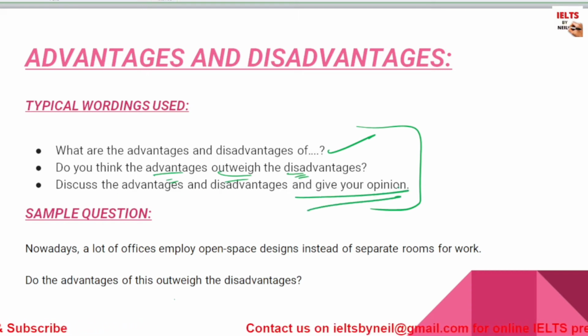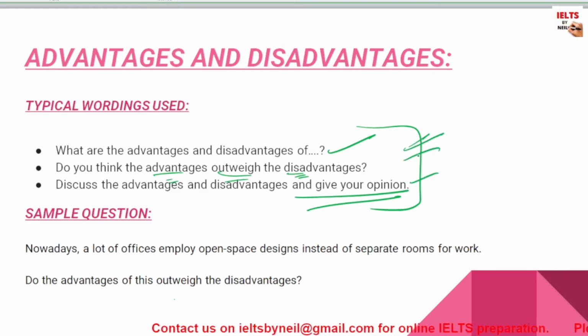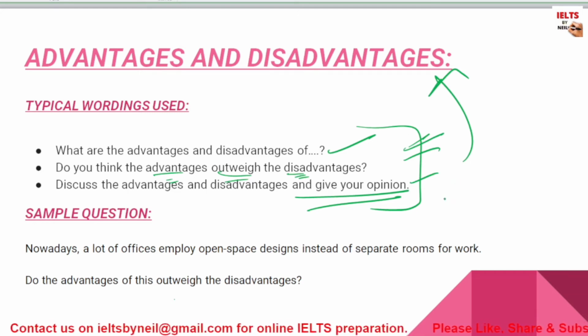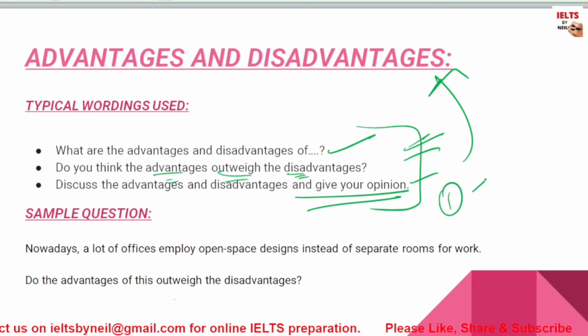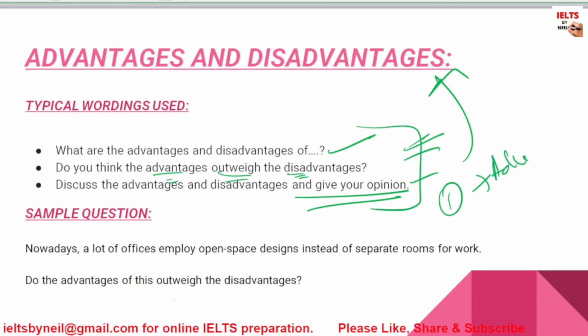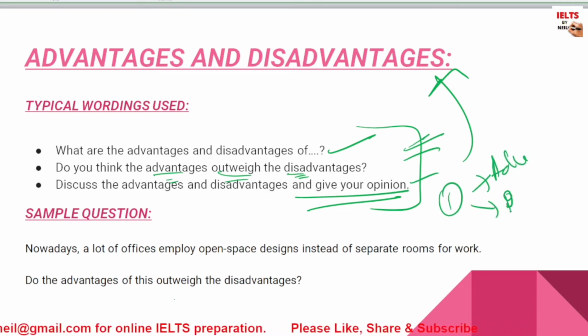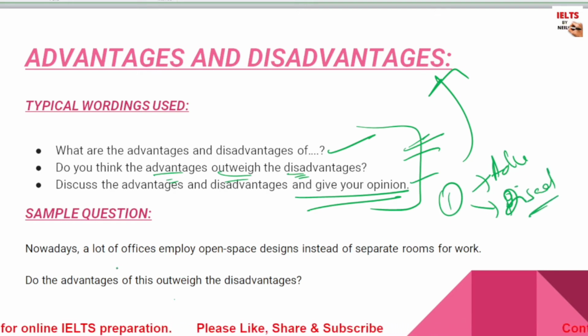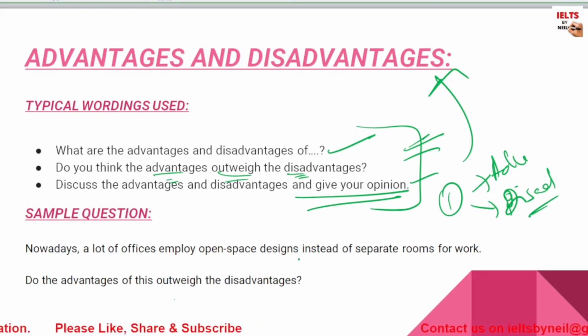So here they ask your opinion. So whenever you see these 3 statements at the end of the question, you know that this is an advantages and disadvantages essay. Okay, so what happens in advantages and disadvantages? Just one viewpoint is given and you have to discuss advantages and the disadvantages of the same viewpoint. For example, nowadays a lot of offices employ open space designs instead of separate rooms.